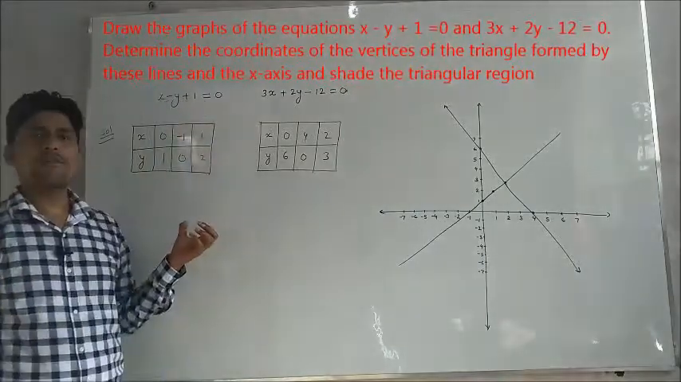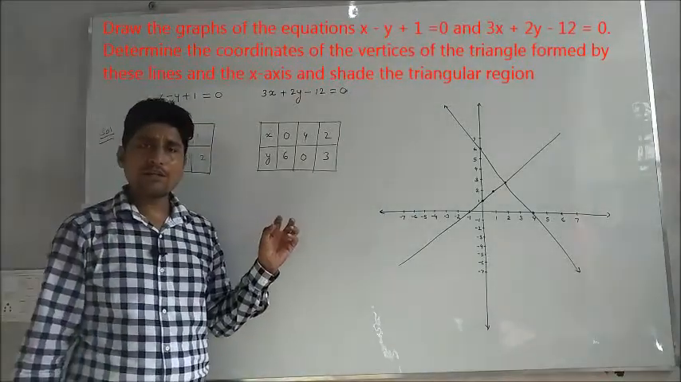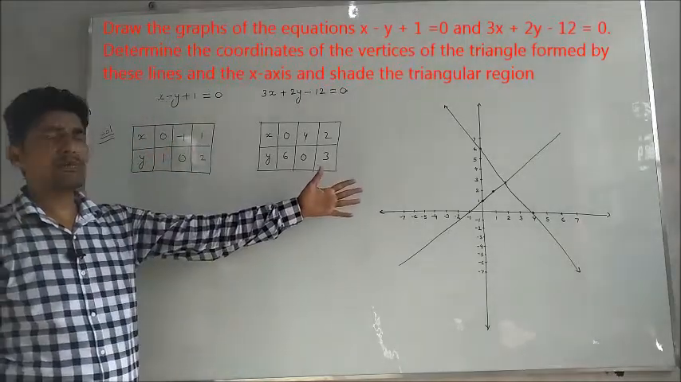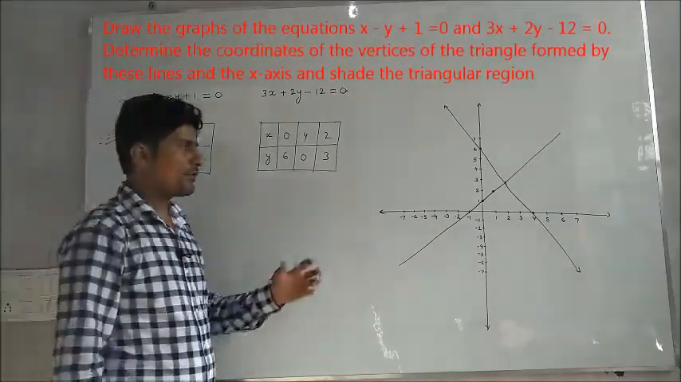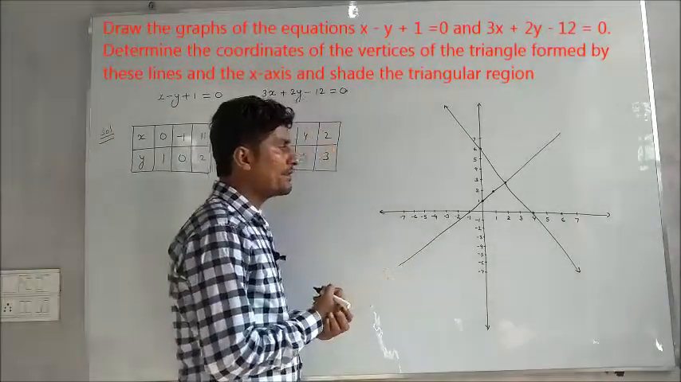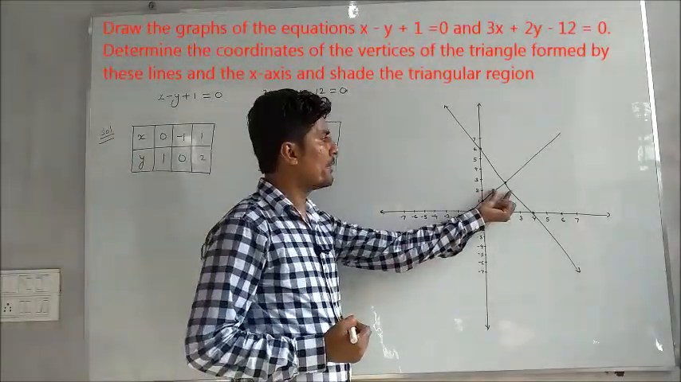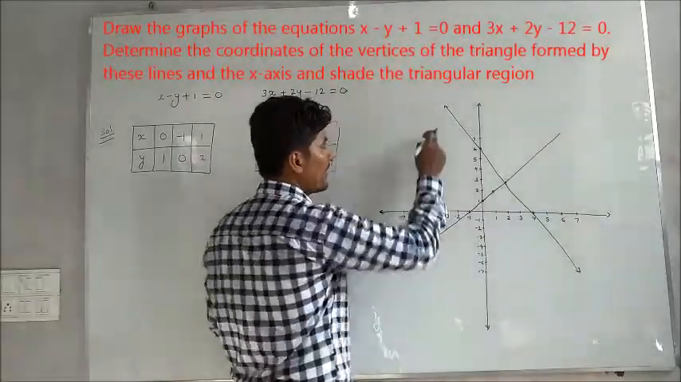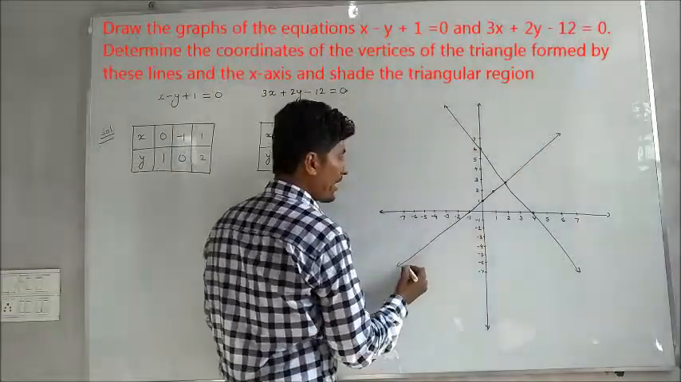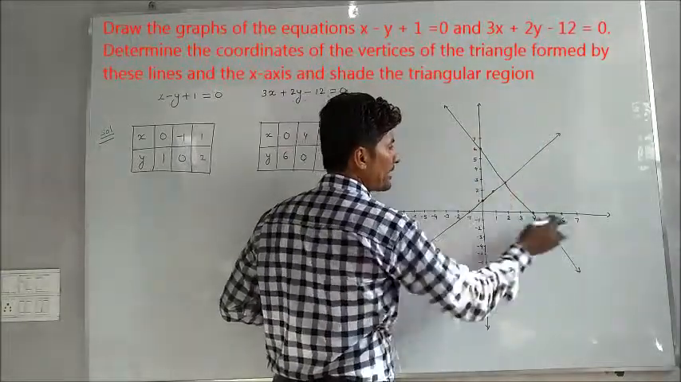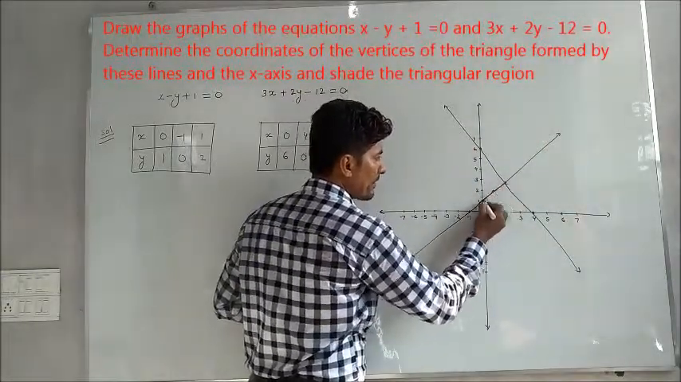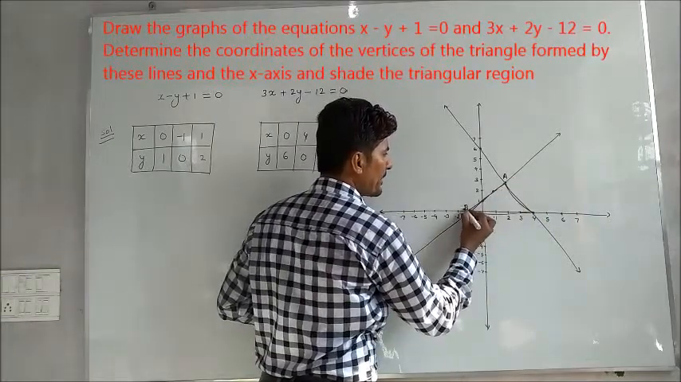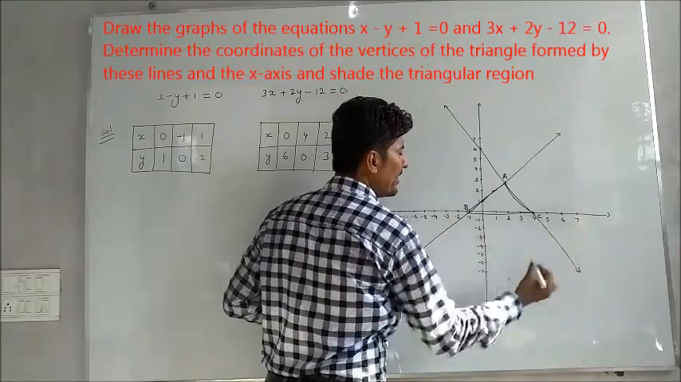After drawing the graph, we have to write down the coordinates of the vertices of the triangle formed by these two lines and the x-axis. So first of all, we have to recognize the triangle formed by these two lines and the x-axis. This is our x-axis, this is the very first line, this is the second line. So the triangle formed will be this one. This vertex we can take A, this vertex B, this vertex C.